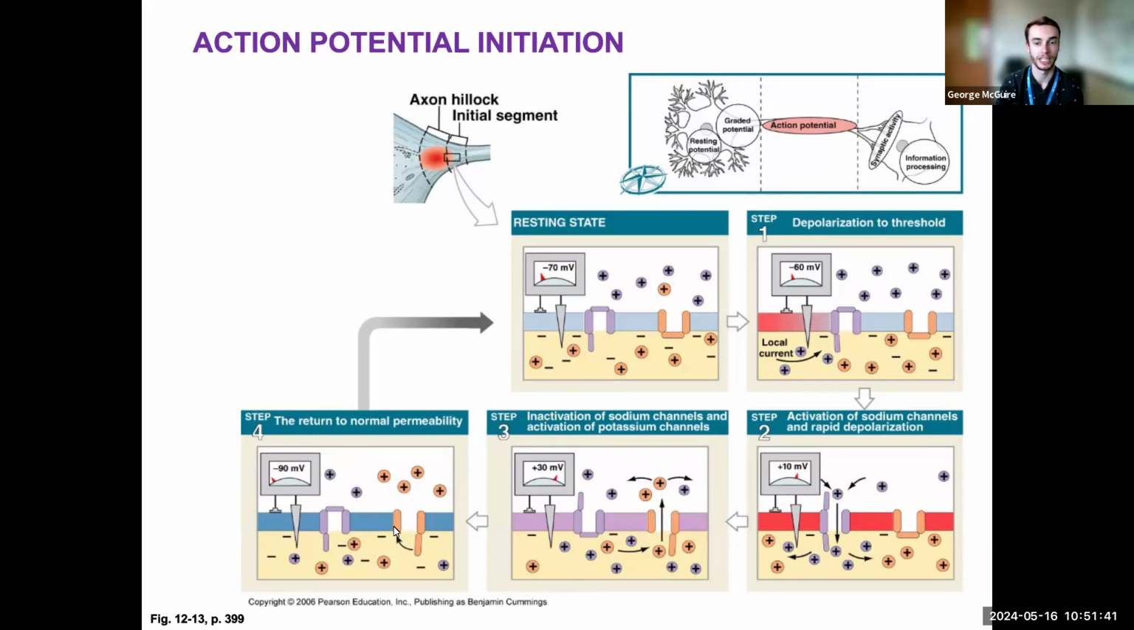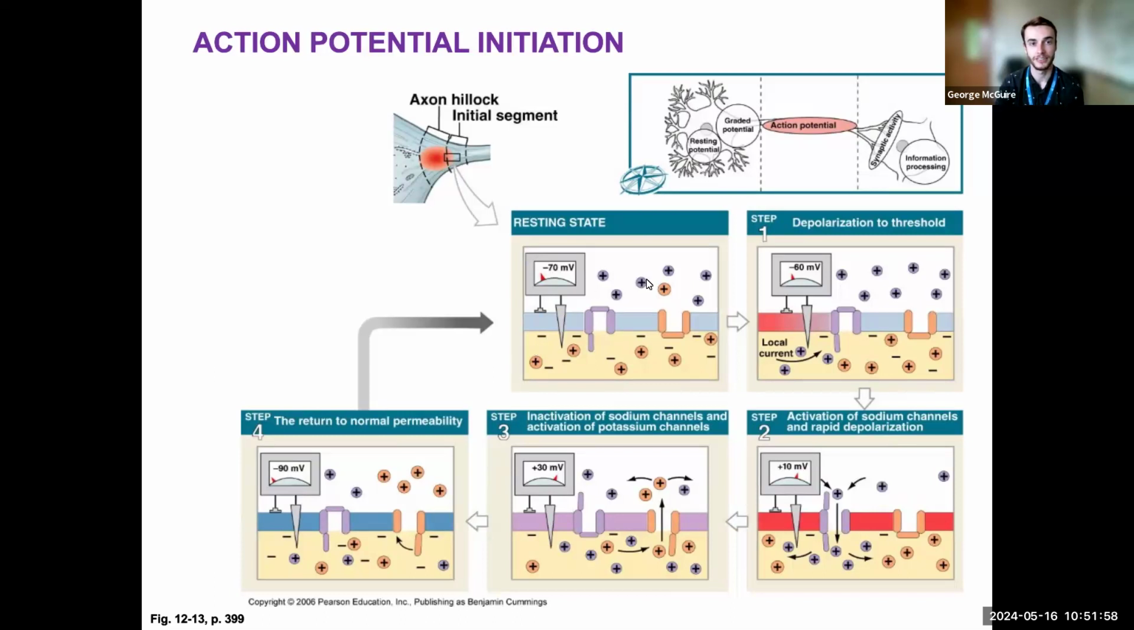So both the sodium and the potassium channels have fully closed at negative 90 millivolts, and the sodium-potassium exchange pump and those leak channels are going to help get our membrane potential back to its resting state at negative 70, and then this process can start again.